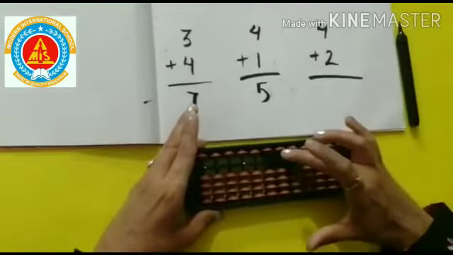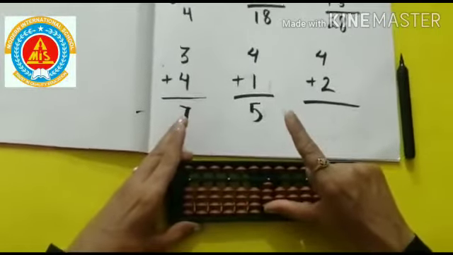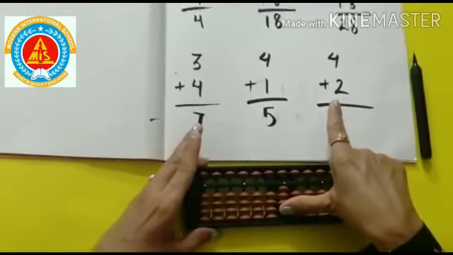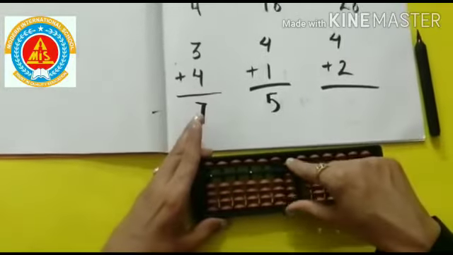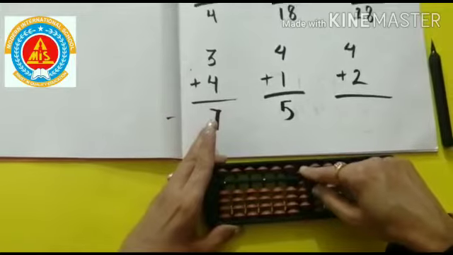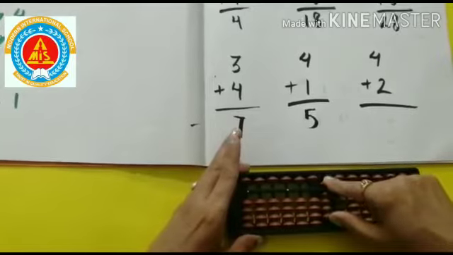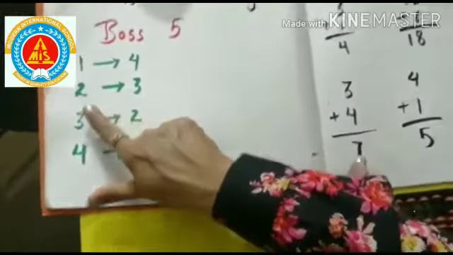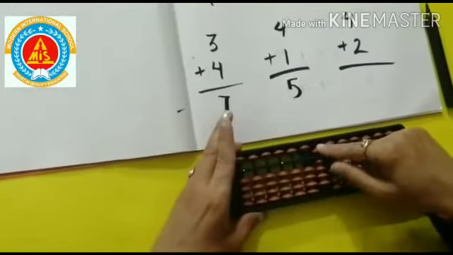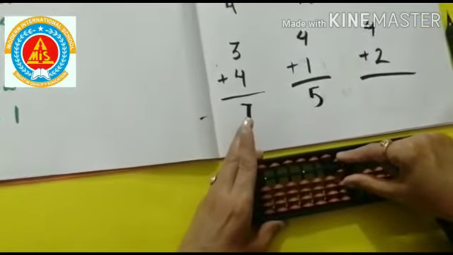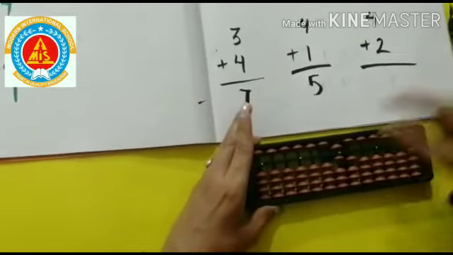One more question is 4 plus 2. We'll take 4 on the one's rod. Now 2 is not available here, so we'll apply the small friend concept. Again we'll take 5, but add the boss 5 less the friend 2. The friend of 2 is 3. So what will be the answer, guys? The answer will be 6.